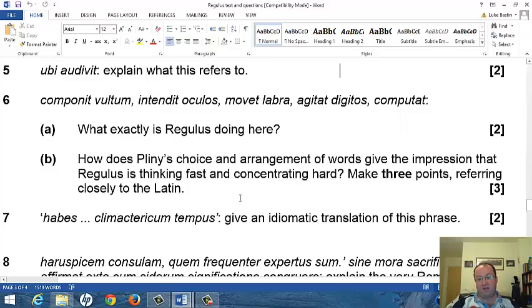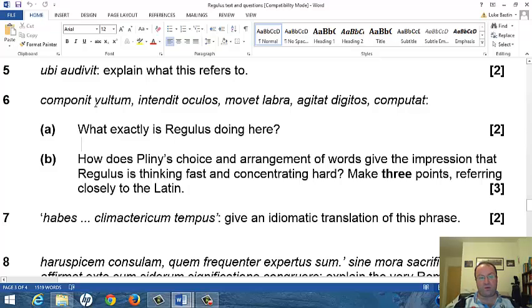Okay, how does Pliny's choice and arrangement of words give the impression that Regulus is thinking fast and concentrating fast? Make 3 points referring closely to the Latin. Okay, you could talk about this all day and all night if you wanted to. There are rhetorical techniques everywhere you look. But let's just look at some high-level features. You've got hyperbaton. The verbs are coming first, showing how his actions are taking predominant stage here.